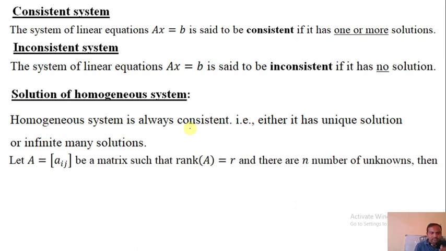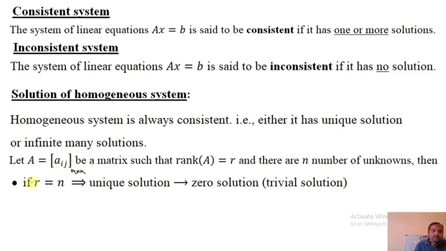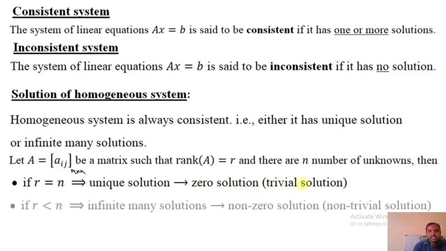Suppose A is an m by n matrix such that the rank is r and there are n unknowns. If the rank equals the number of unknowns, the system has a unique solution, that is the zero solution, which means the trivial solution. If the rank is less than n, there are infinitely many solutions, that is a non-zero solution or non-trivial solution.